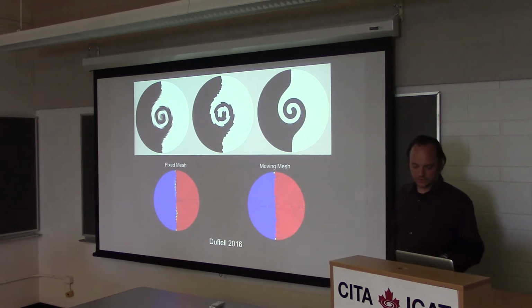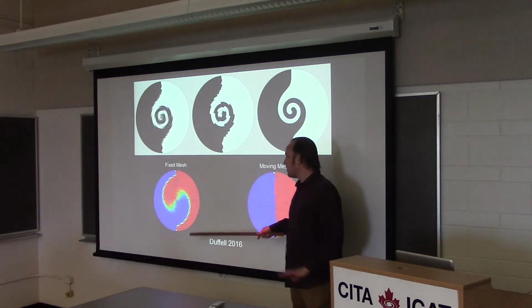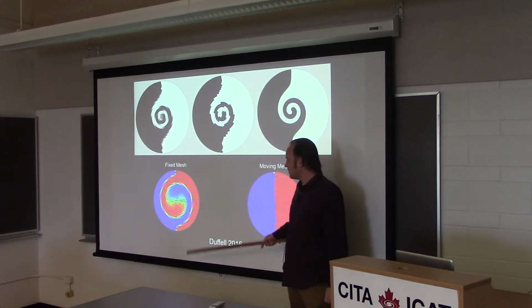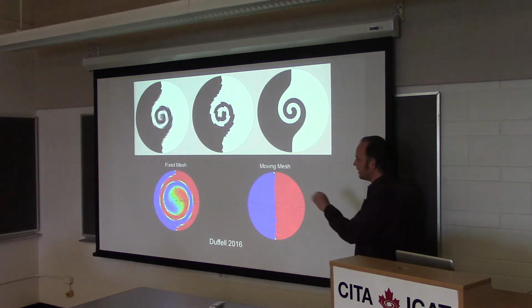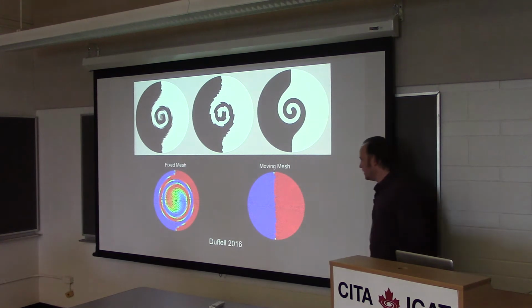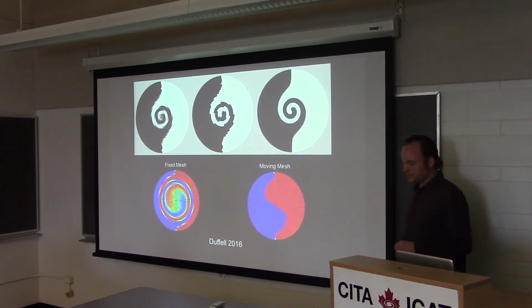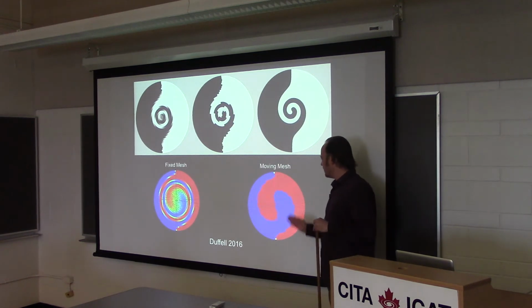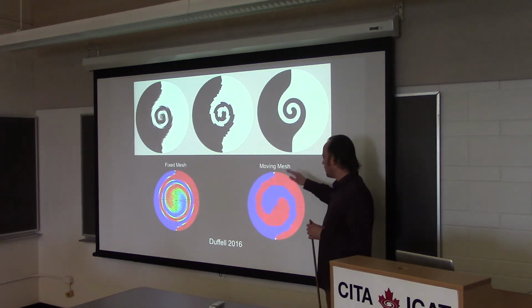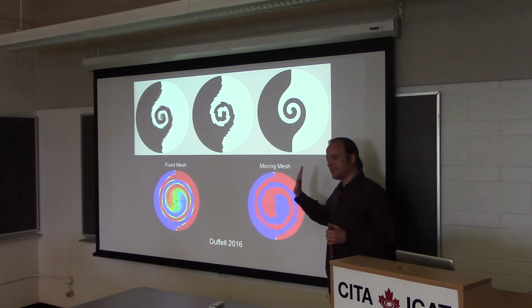On the left, I'm doing the calculation with a fixed mesh, so I'm not letting the zones move. You can see it's very low resolution, but I can capture the motion of the vortex okay, but there's all this diffusion just because of the very low resolution. If instead I use a moving mesh and allow the zones to move, all this artificial diffusion is gone. In principle, I could maintain these contact discontinuities to machine precision.